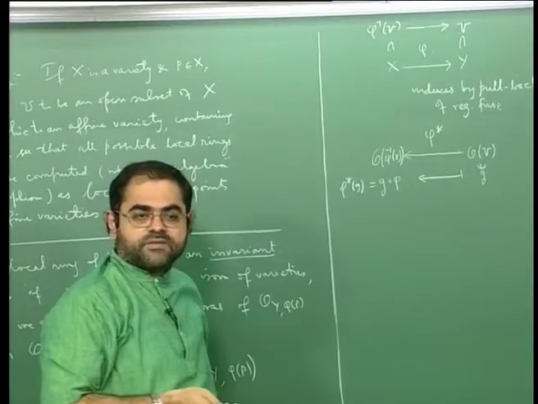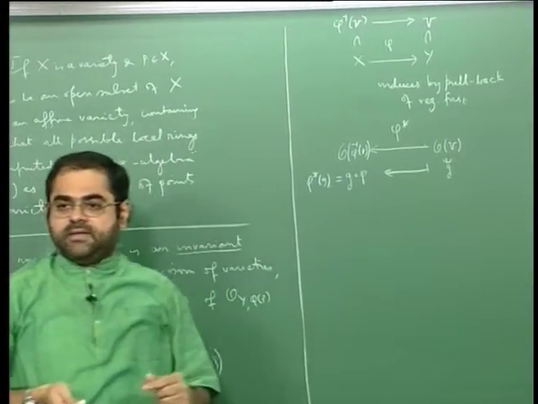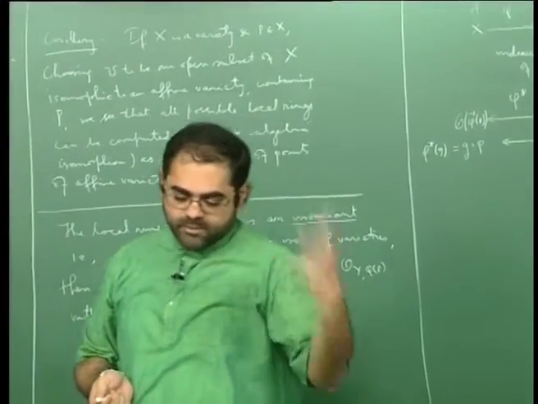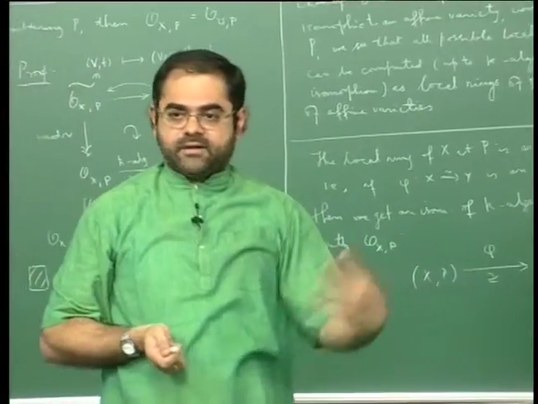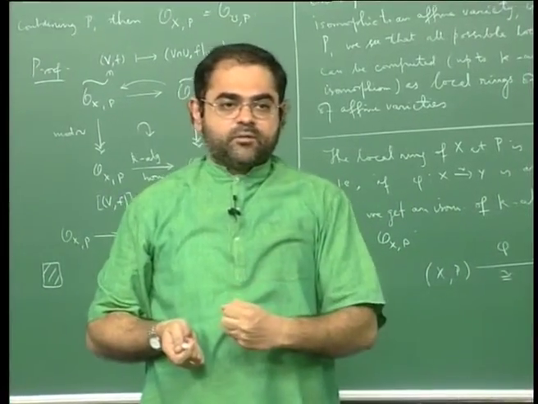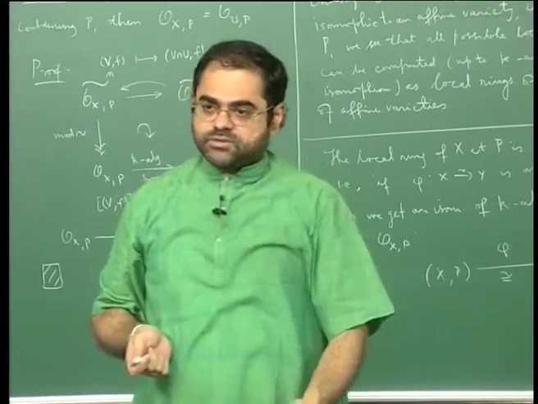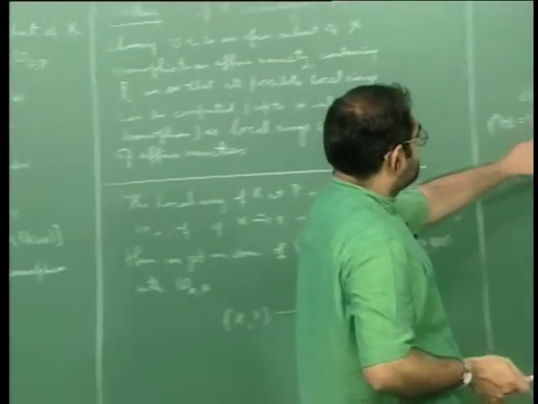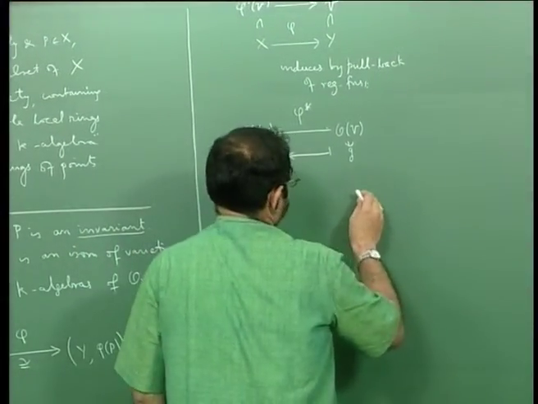The definition of a morphism is a continuous map which pulls back, given any open subset of the target and given a regular function on it, namely a regular function on an open subset of the target, to give you a regular function on the inverse image of that open set in the source. So this is what happens.